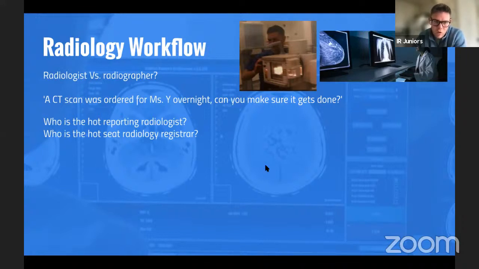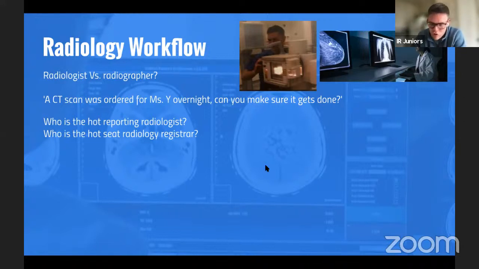So you put through the scan request and have a discussion with the radiology registrar about whether that's the most appropriate scan and why it's needed, and obviously prioritizing it on the list. In this case, the scan was ordered overnight. You want to talk to the hot seat radiology registrar, who can help you out with that. The hot reporting radiologist can be the same person or a completely different radiology registrar or consultant who will be hot reporting scans as they're done in ED.